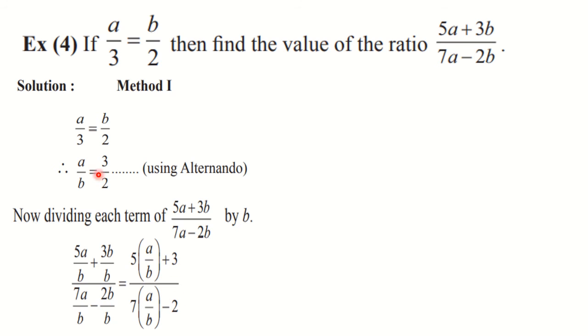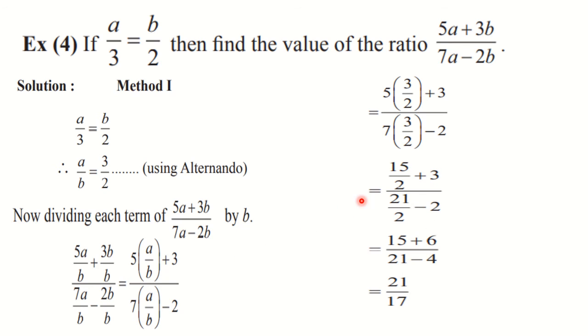Now see, we have found out the value of a upon b. So we can write down 3 upon 2 in that place. We can replace it by 3 upon 2, a upon b is replaced by 3 upon 2 in both the places. Then we are going to solve it. So 5 3s are 15 upon 2, and here it is 21 upon 2.